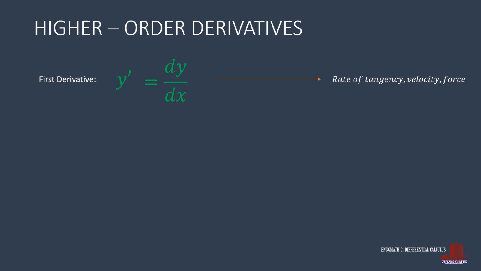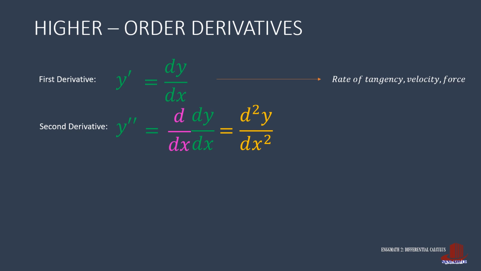velocity, or force. A derivative higher is called the second derivative, which can be called y double prime. So from dy over dx, take a further derivative, which then can be written as the second derivative of y with respect to x. This type is also termed as the rate of curvature, acceleration, or yank in physics.